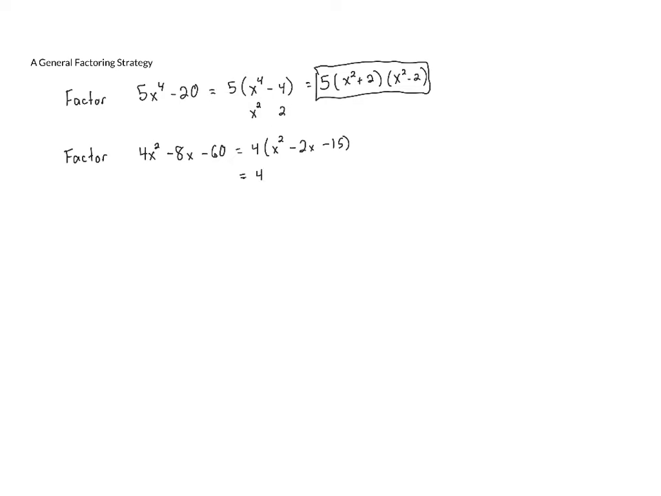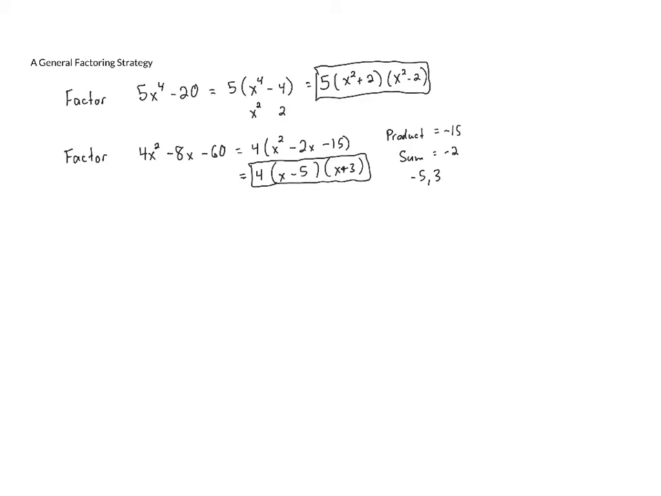So we're going to leave the 4 out front, and we want to unfoil this. So we're looking for 2 numbers that have a product of negative 15 and a sum of negative 2. Those numbers end up being -5 and +3. So in the parentheses, we have x minus 5 and x plus 3. None of this can be factored any further. So that means our final answer is 4 times x minus 5 times x plus 3.